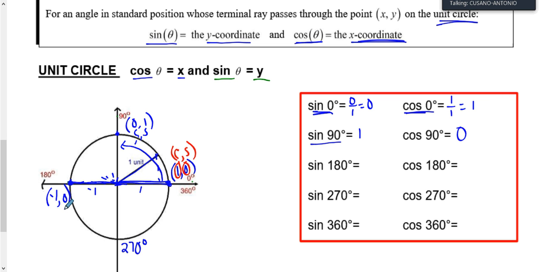Sine would be 0. Yeah, cosine comma sine. So it's 0. What is the cosine of 180? Not -1. Negative 1. Okay?